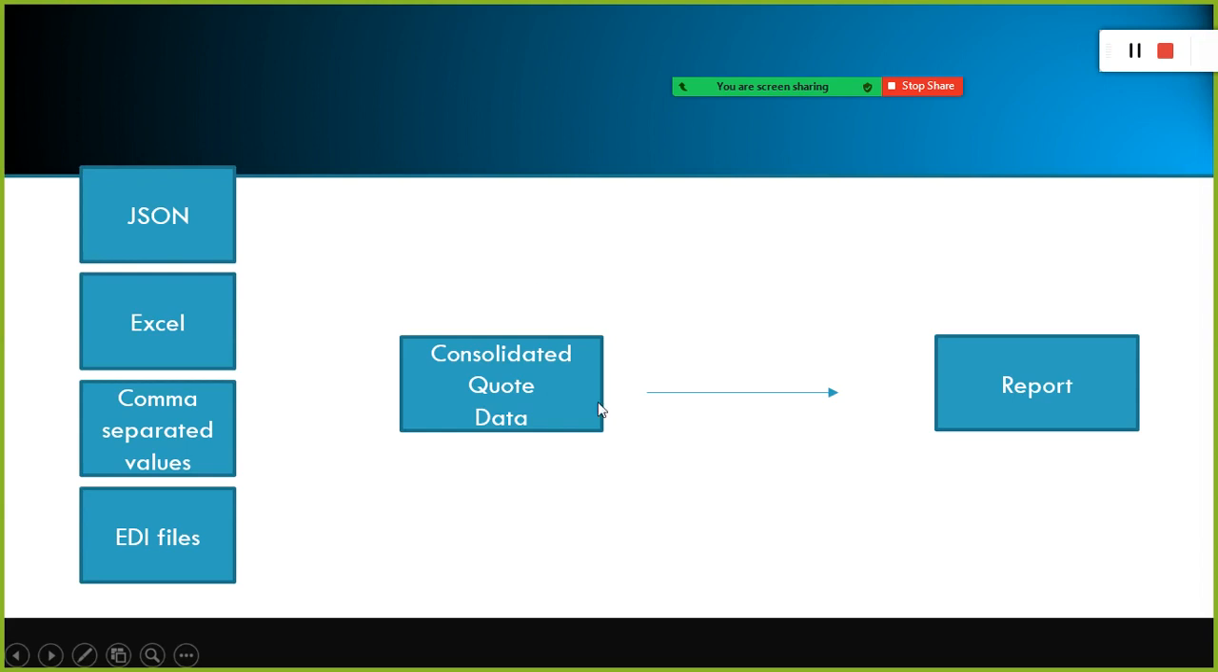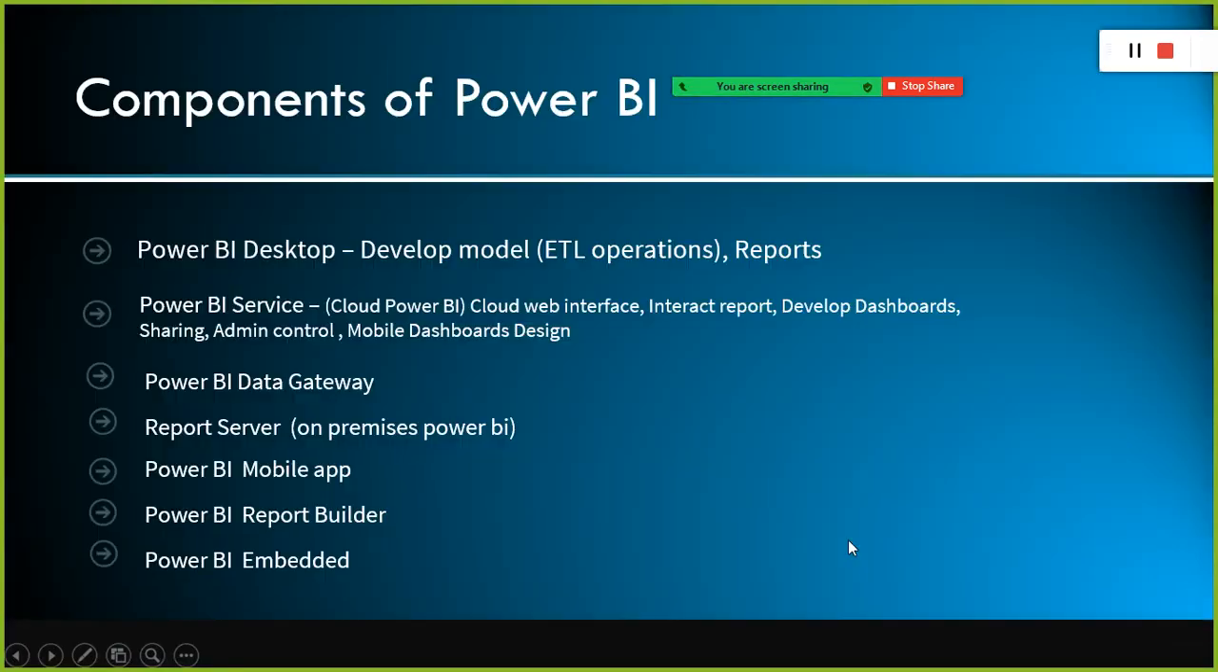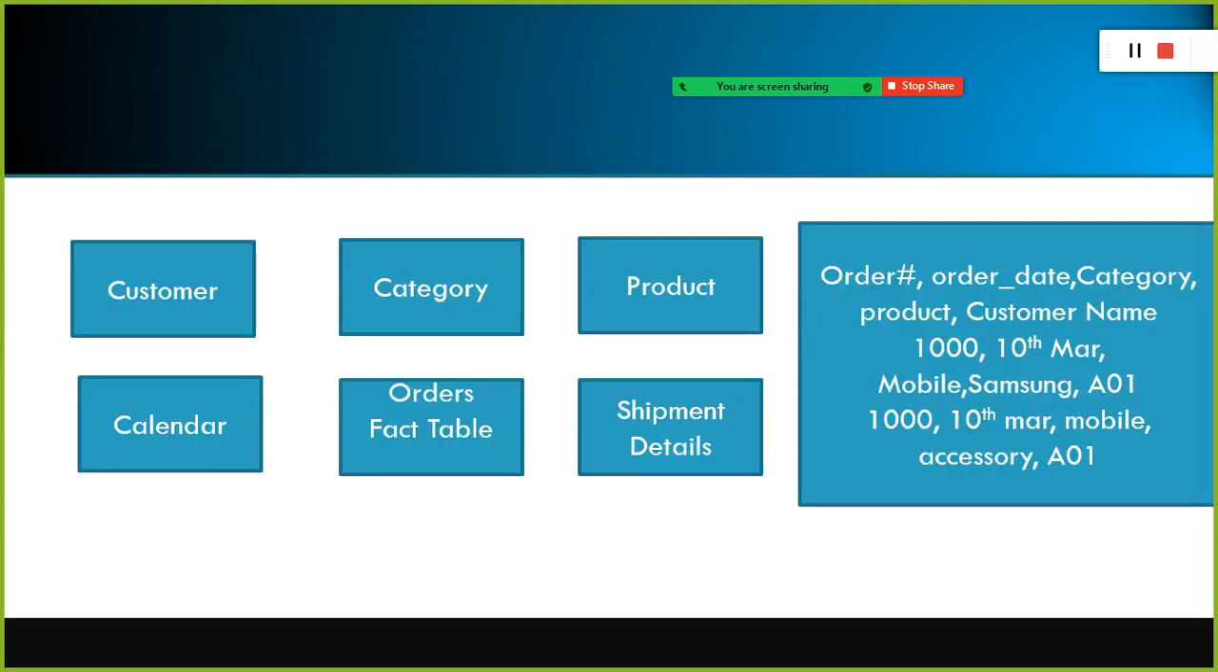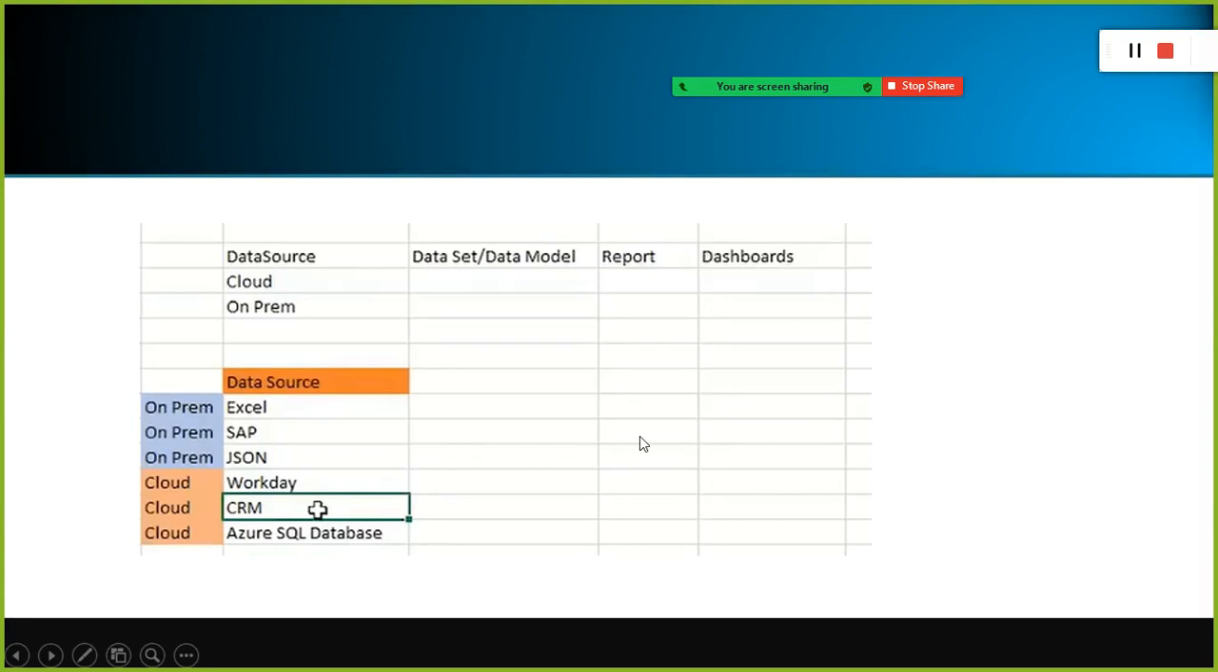Once you develop this data set, which is nothing but the data model, the next step is we create reports. Once you have the data model, you can create any number of reports, any type of report you can develop. So for example, report 1, report 2, report 3, different types of reports you can generate. Once you develop the report, with the help of the report you can also develop a dashboard. You can use the report to create a dashboard.